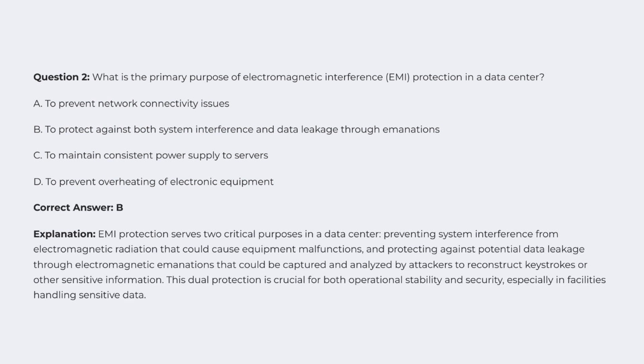Correct answer, B. Explanation. EMI protection serves two critical purposes in a data center: preventing system interference from electromagnetic radiation that could cause equipment malfunctions, and protecting against potential data leakage through electromagnetic emanations that could be captured and analyzed by attackers to reconstruct keystrokes or other sensitive information. This dual protection is crucial for both operational stability and security, especially in facilities handling sensitive data.